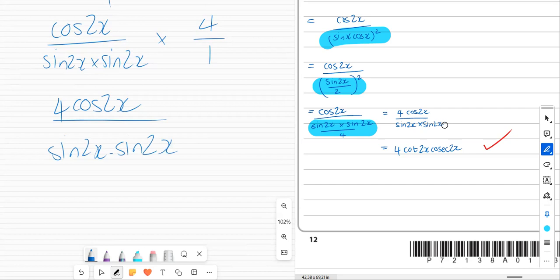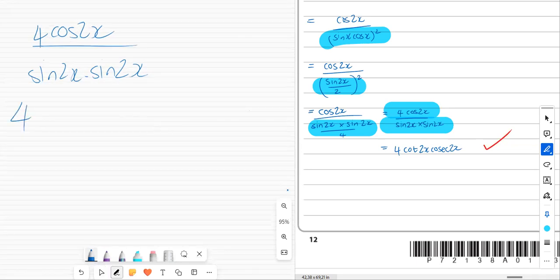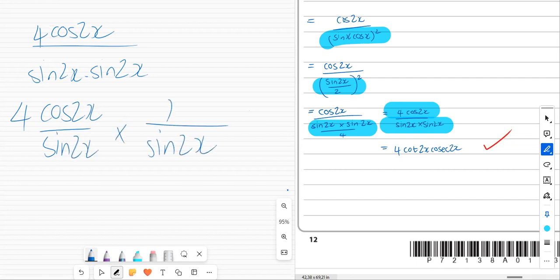And at this stage, we're here. I'm going to go look at the answer that we're going for. We're going for cot and cosec. So obviously cosec is 1 over sine. So if I were to split this up in the direction that I want, maybe you can see it already. This is 4 cos 2x over sine 2x times 1 over sine 2x. If you know your identities, 1 over sine 2x is just cosec 2x. So we're already there. And this is just cot.